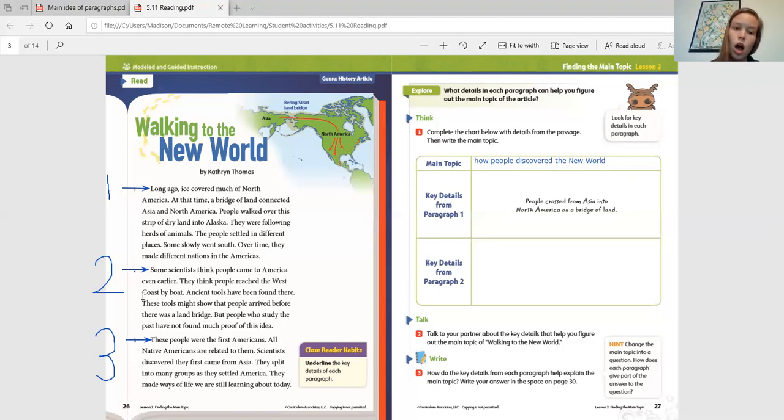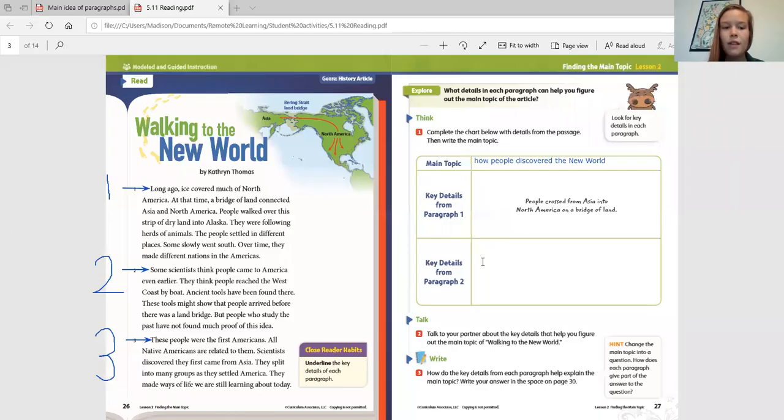Okay, so now we're on this second paragraph, and we're thinking about a key detail from this paragraph. I'm going to read it again just because we can never read it too many times. Some scientists think people came to America even earlier. They think people reached the West Coast by boat. Ancient tools have been found there. These tools might show that people arrived before there was a land bridge, but people who study the past have not found much proof of that.